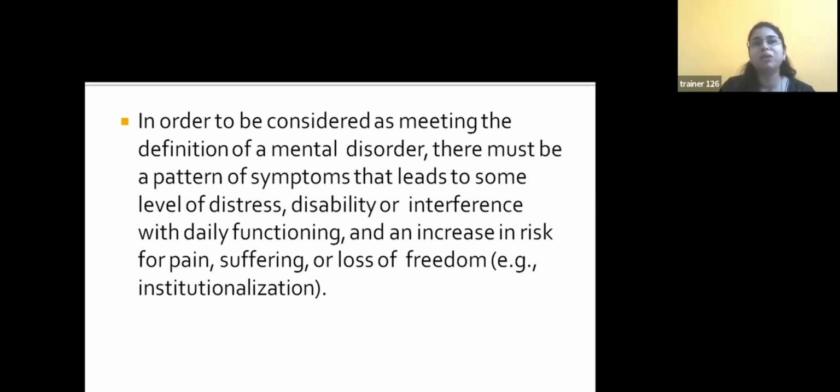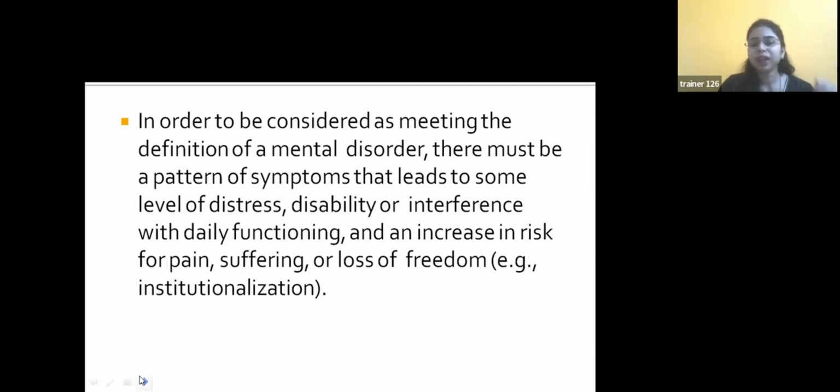Like in mental retardation, the child will not be able to do any of their tasks on their own, right? Even toilet training is very difficult. And there is an increase in the risk for pain, suffering, and loss of freedom, because they will be institutionalized in severe cases of mental retardation or autism, right? Institutionalization happens wherein you leave the child in that place, and parents visit the child once in a while to see how the child is, right? So definitely the child is in pain and suffers, because if the child is not performing well and if the developmental pattern itself is hampered, then definitely the suffering is a lot, right?